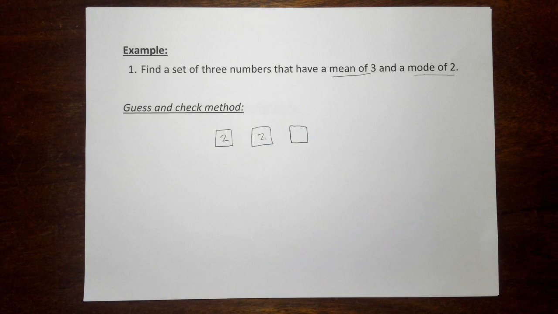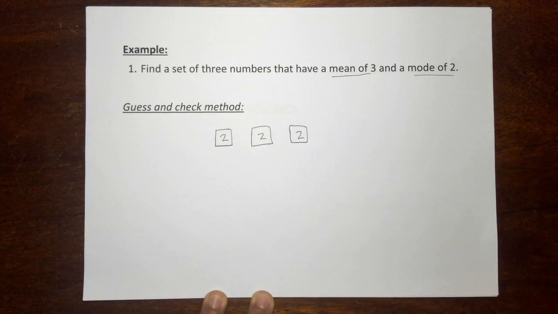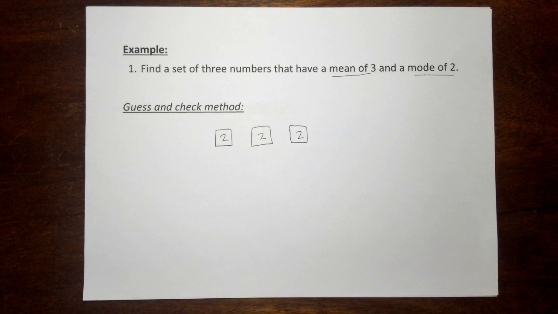So we're going to try the guess and check method. Now the guess and check method basically means let's put a number in there and see how we go. So if we pop the number 2 in there, let's see if we can find the mean of that.